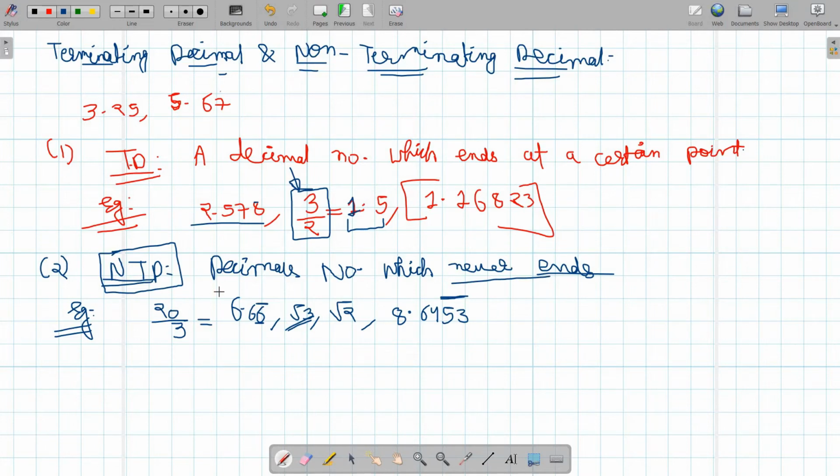In non-terminating decimals there are two types, recurring and non-recurring. Just wait a minute, we will see what the types are and how we recognize them. Suppose this 20 upon 3. If I divide, I get 6.666, so this 6 part is repeating itself, so I have put a bar here. It means this part is repeating itself, so this is a recurring decimal. And root 3 and root 2 are non-recurring decimals.